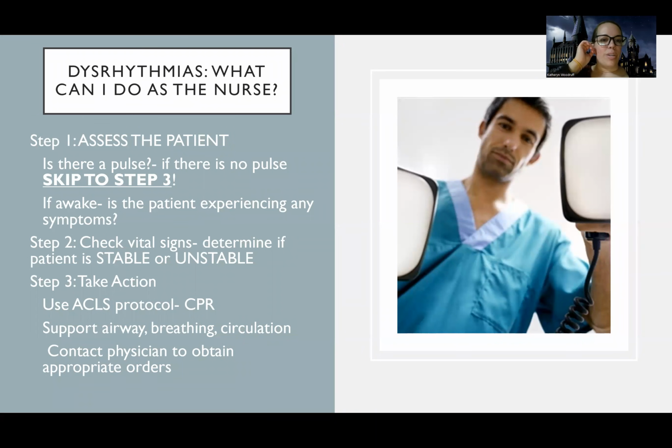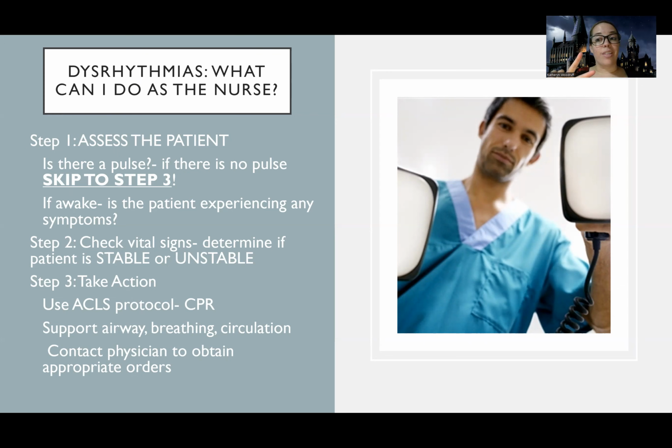So overall, what do I do as the nurse in dysrhythmias? My first step is to go in and assess the patient. If there's no pulse, I'm going to skip right to starting CPR, ACLS protocol, ABCs, etc. But if there is a pulse, I'm going to keep moving on and see, are they awake? What are their symptoms? I want to see how they're oxygenating, how they're perfusing, so I want to see overall how they're feeling. I'm going to check vital signs, and I'm going to determine if the patient is stable or unstable.